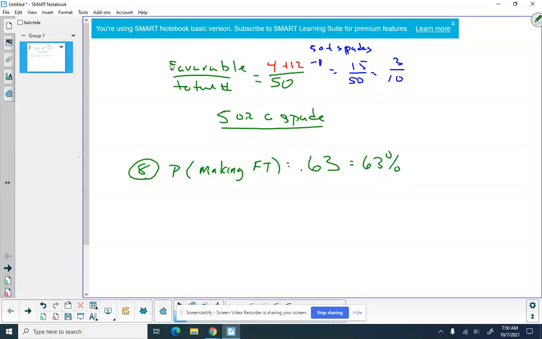And that's from the data, basically from you shooting free throws. If he has one free throw, what's the probability of him making the free throw? Well, that's 63%. Part A is pretty easy. If he has two free throws, what's the probability of him making both? So in part B, we have free throw number 1 and free throw number 2. The probability of him making the first free throw is 63%.